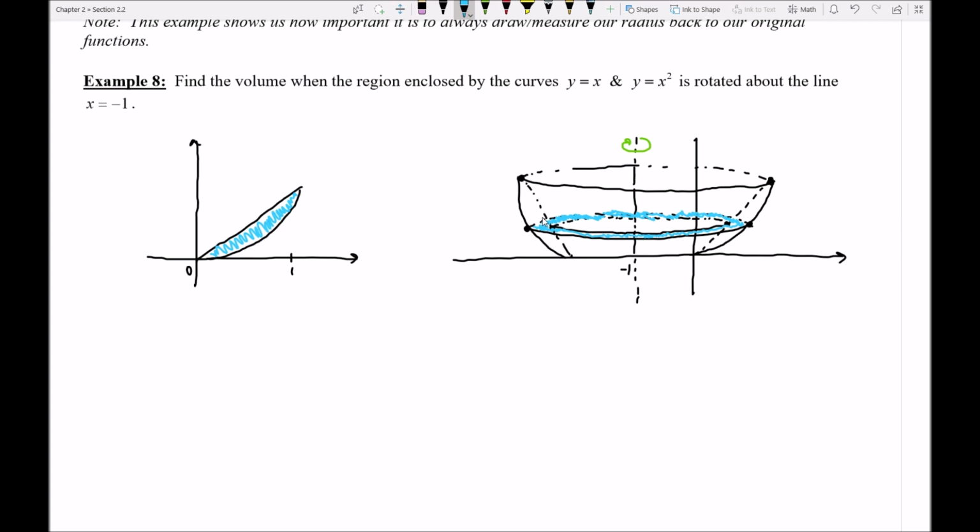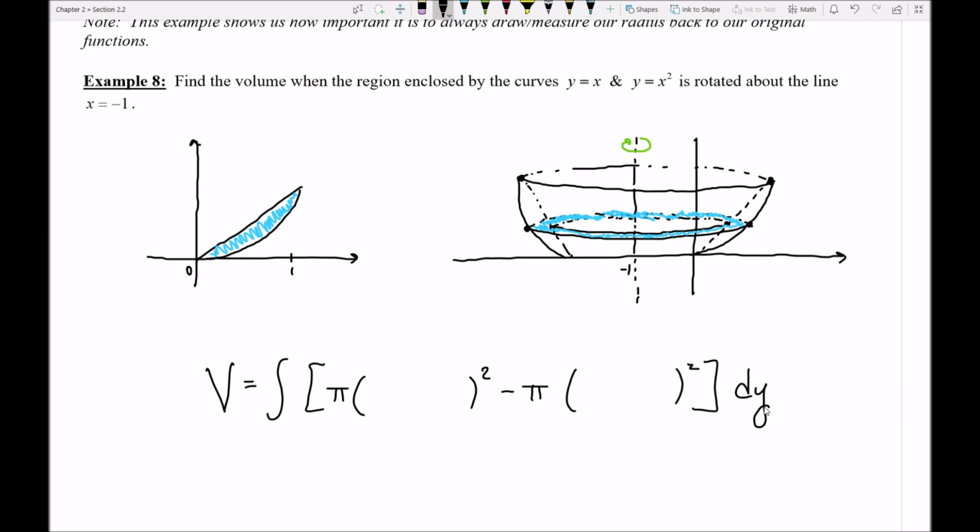There's my washer. Now I'll notice immediately that this is going to be a washer or a bunch of washers that are going to be stacking vertically on one another. And therefore, I know that even though I'm going to have that same basic washer setup of big circle minus a small circle, this is going to have to be a dy question. So that means immediately I'm going to want to know how low to how high can these washers go.